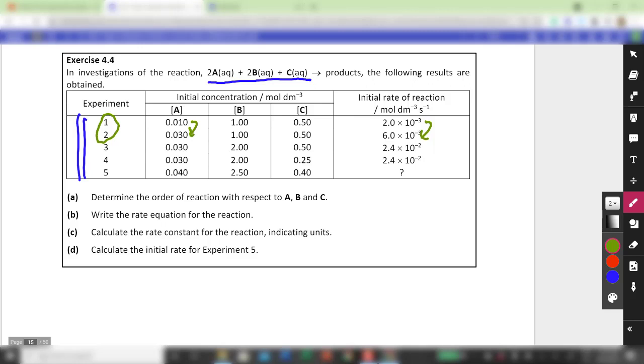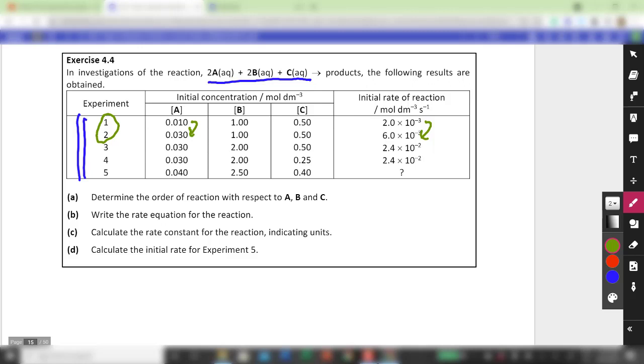Yeah, so you notice that there is a direct proportional relationship, right? Since the increase in concentration leads to a proportional increase in the rate, the increase in rate is directly proportional to the increase in concentration. So this is an example of first order kinetics.